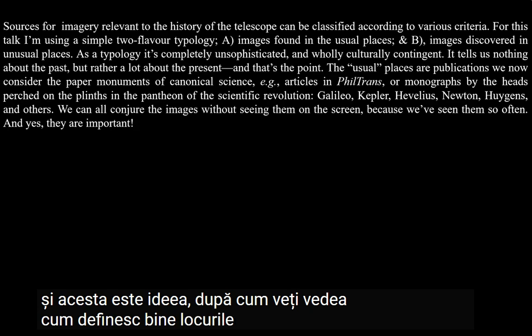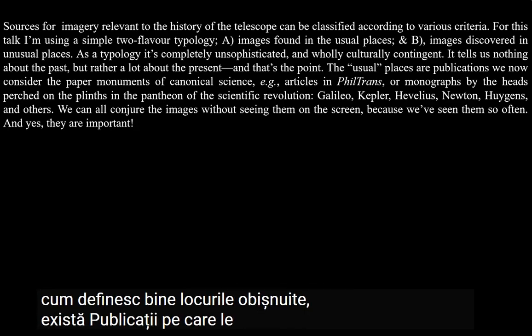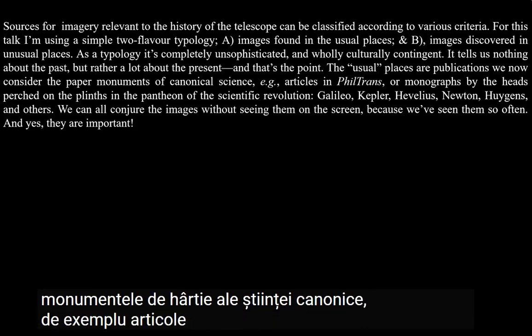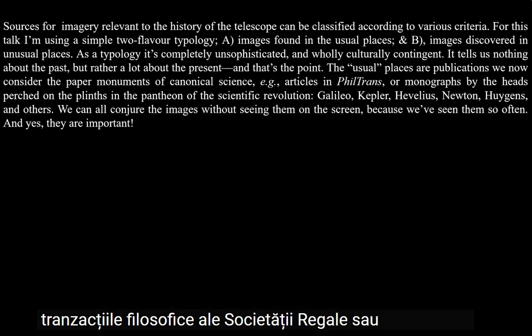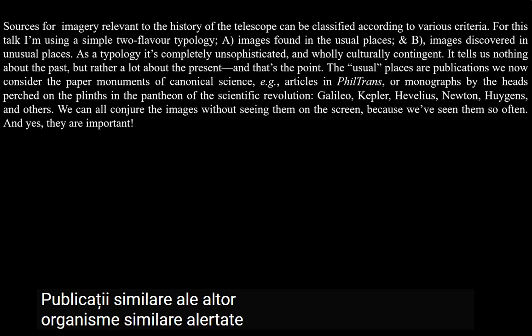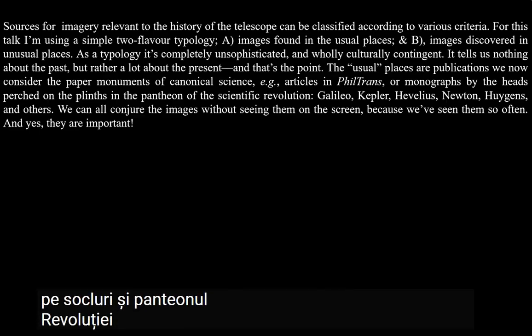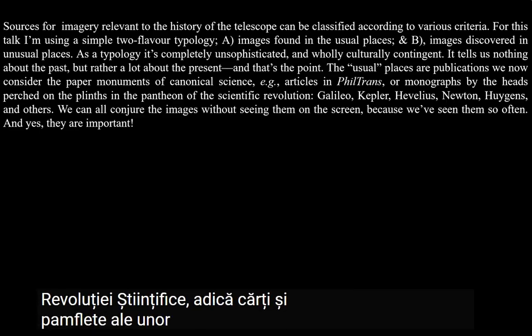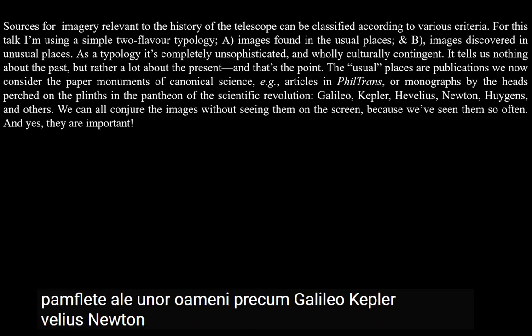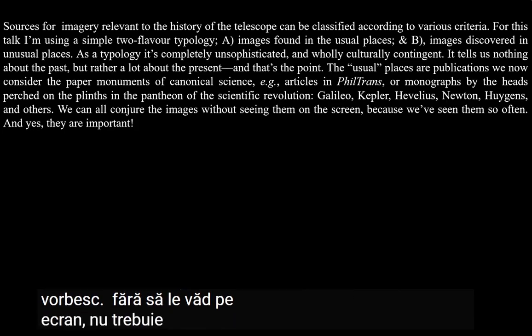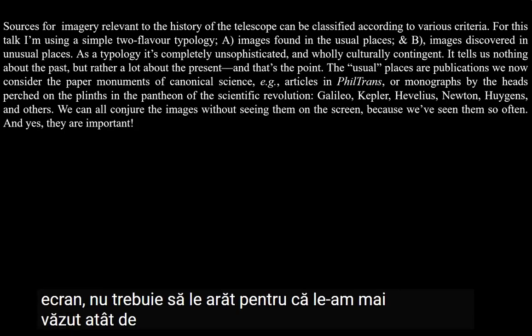How do I define the usual places? Well, they're publications we now consider the paper monuments of canonical science. So, for instance, articles in the Philosophical Transactions of the Royal Society, or similar publications by other similar learned bodies, or monographs by the heads perched on the plinths in the pantheon of the scientific revolution. That is, books and pamphlets by people like Galileo, Kepler, Hevelius, Newton, Huygens, and others. We can all conjure the images I'm talking about without seeing them on the screen. I don't have to show them because we've seen them so often before.